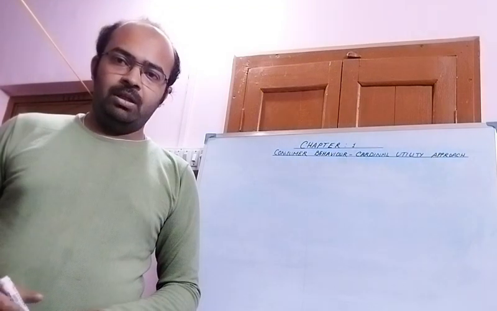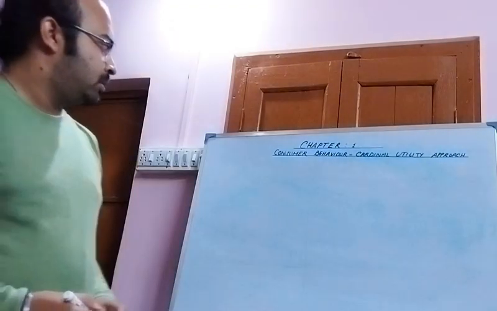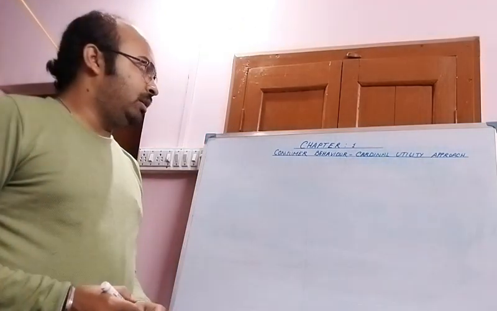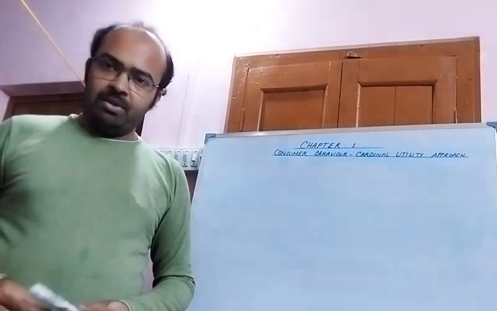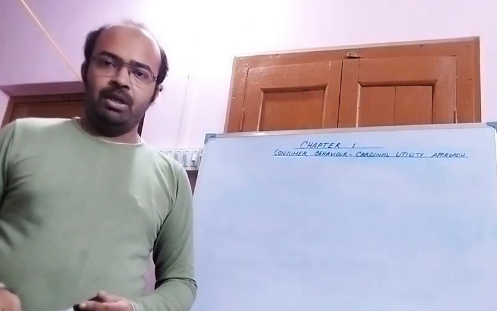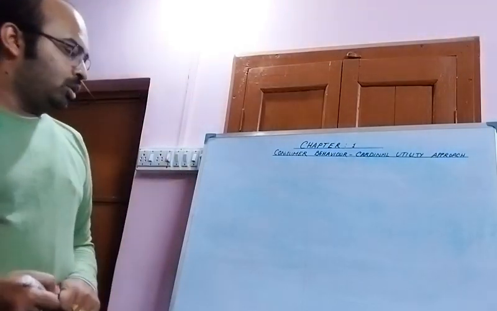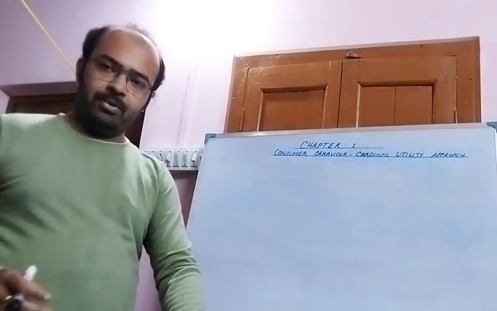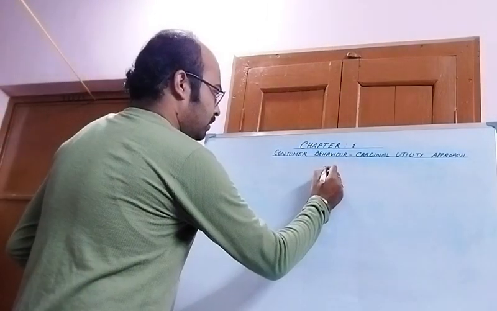Today I came with a new chapter of MA Economics. The first chapter, Consumer Behavior: Cardinal Utility Approach. This is a fresh chapter of MA Economics first year, Annamalai University. So what are we going to study in this chapter? Let me write all these things and make a chart of it.